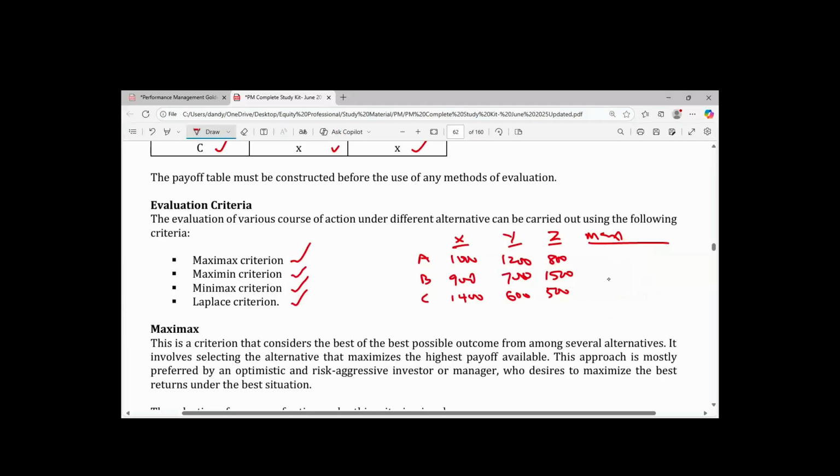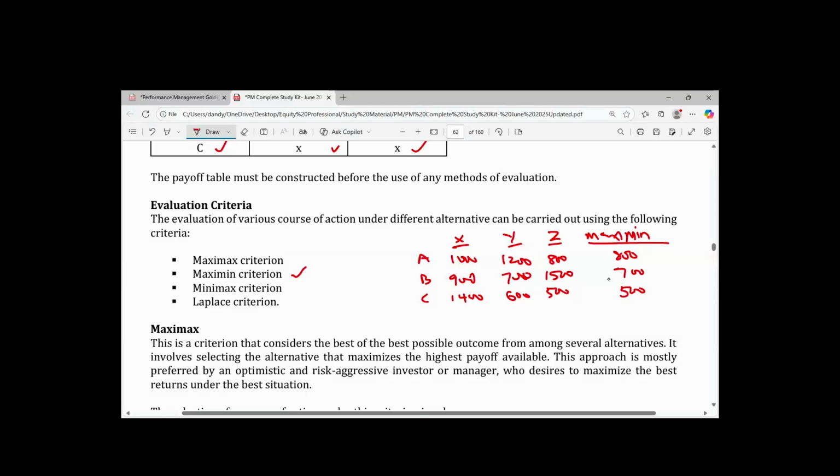So let's say we want to use maximin from these hypothetical figures. What are you supposed to do under maximin? First, you select the lowest number, the worst occurrence, in each row. The lowest for alternative A will be 800. The lowest for alternative B will be 700. The lowest for alternative C will be 500. You then select the maximum of the minimum.